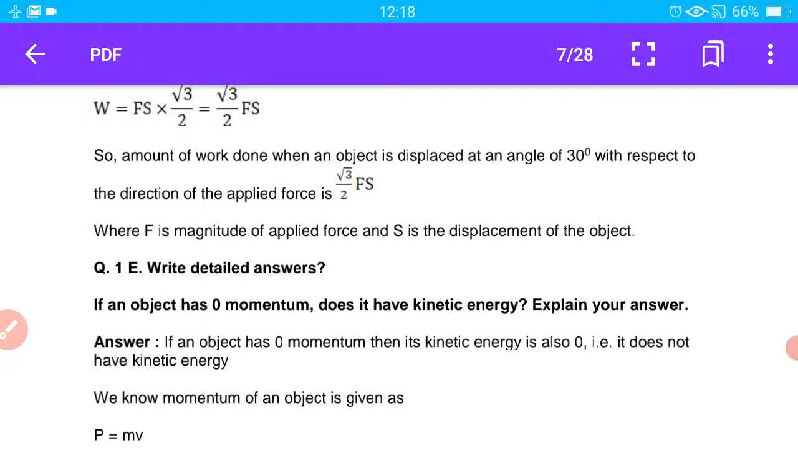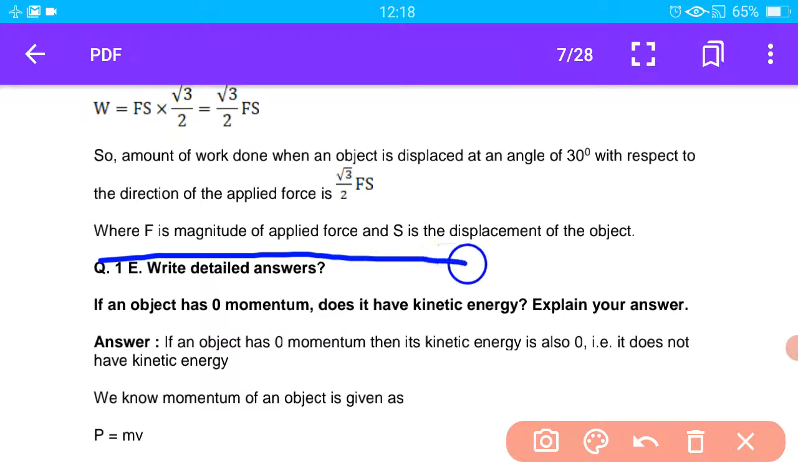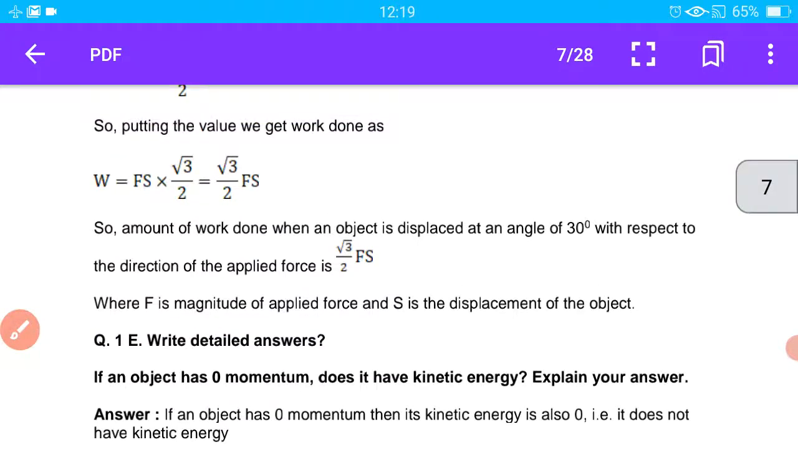So the amount of work done when an object is displaced at an angle of 30 degrees with respect to the direction of the applied force is root 3 upon 2 Fs, where F is the magnitude of applied force and s is the displacement of the object. Answer is completed.